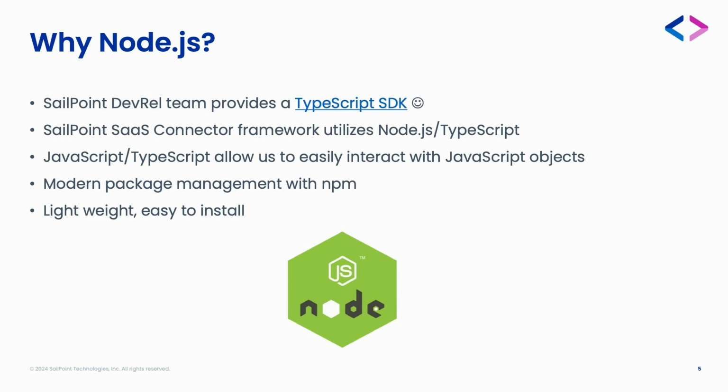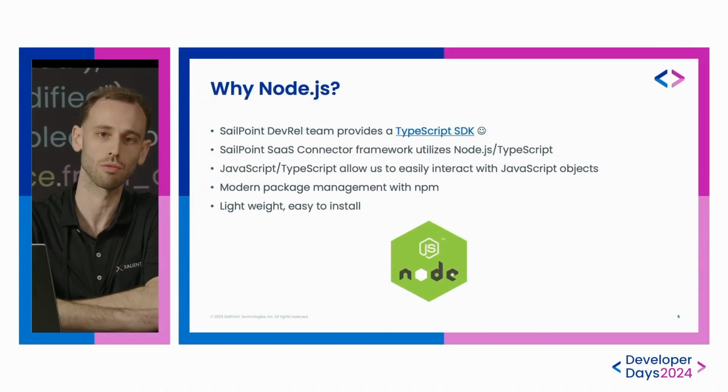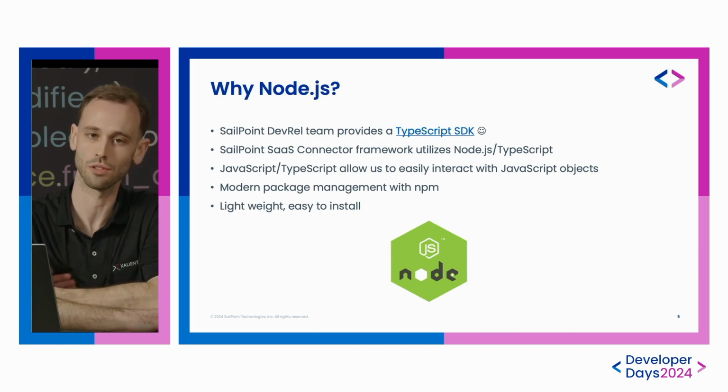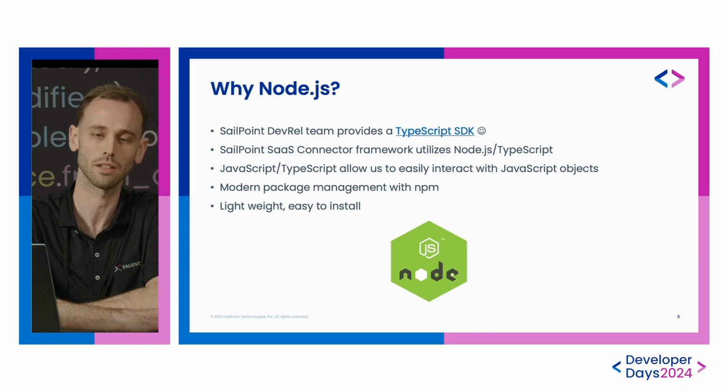JavaScript and TypeScript allow us to easily interact with JavaScript objects, right? So this is a pretty easy one. Natively through JavaScript, everything now through the SailPoint APIs is interacting with JSON objects, right? So JavaScript really helps streamline that. There's plenty of other languages out there that interact easily with JSON objects, but JavaScript is built to do that natively, so it helps us out there.